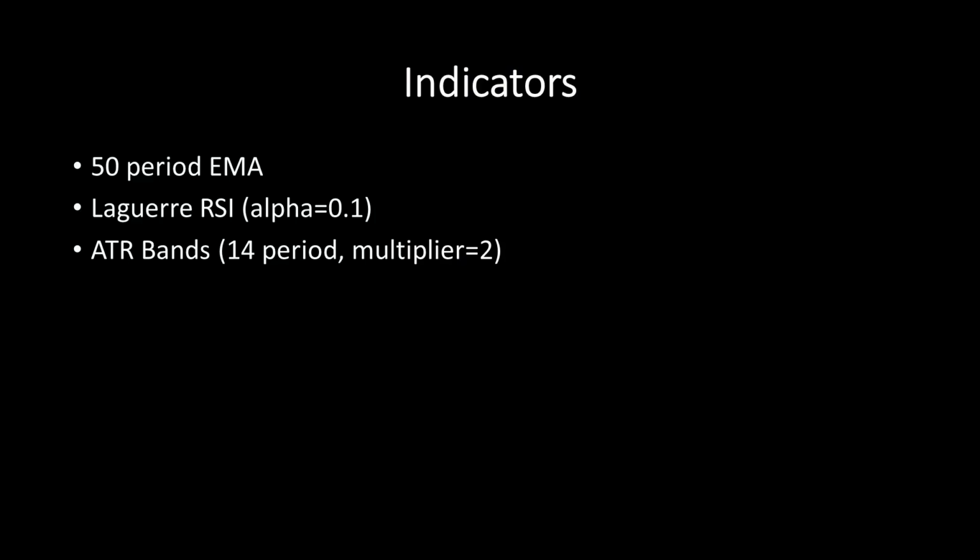So the indicators are a 50-period EMA, the Laguerre RSI with alpha equal to 0.1, and I'll come back to the Laguerre RSI in a moment, and ATR bands with a 14-period ATR and a multiplier of 2. Now, when I ran the tests, I don't actually use an ATR bands indicator because the ATR bands is simply a multiple of the ATR away from a central point. So all I did was use the ATR inside my expert and then add the multiplier to that.